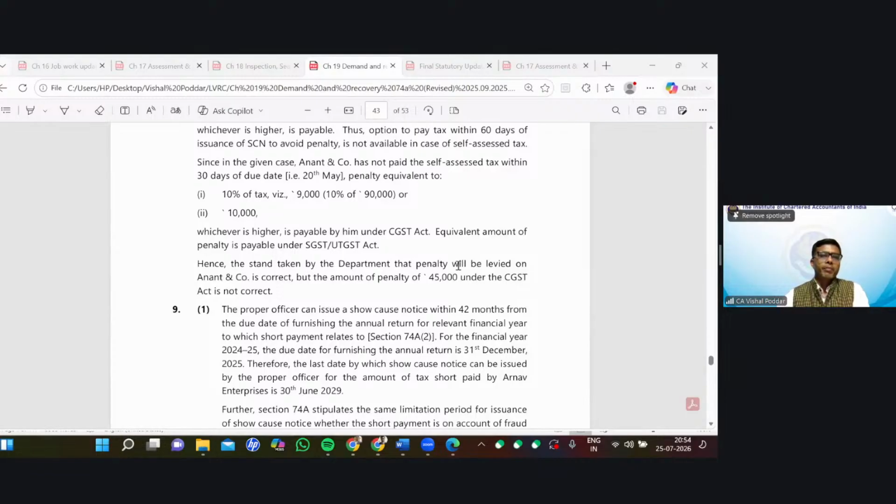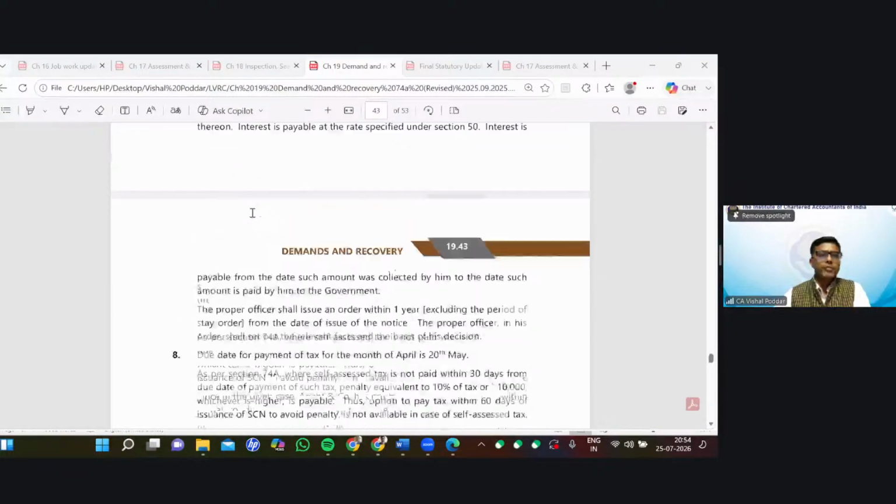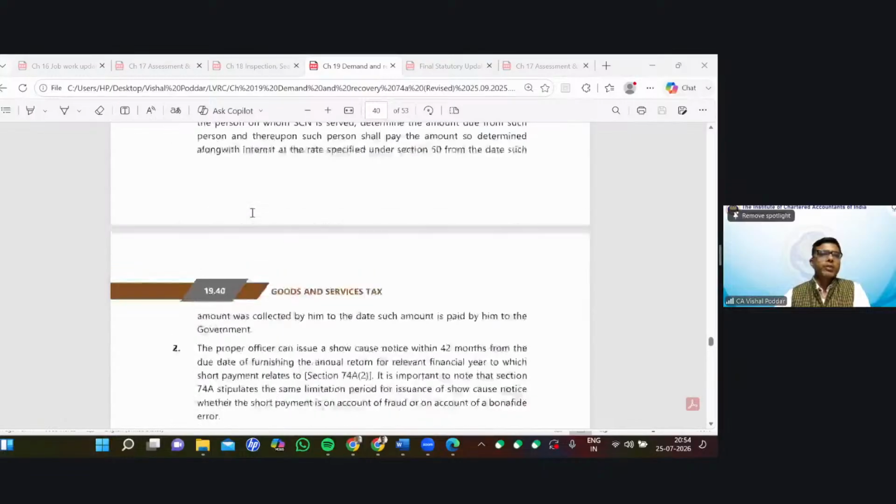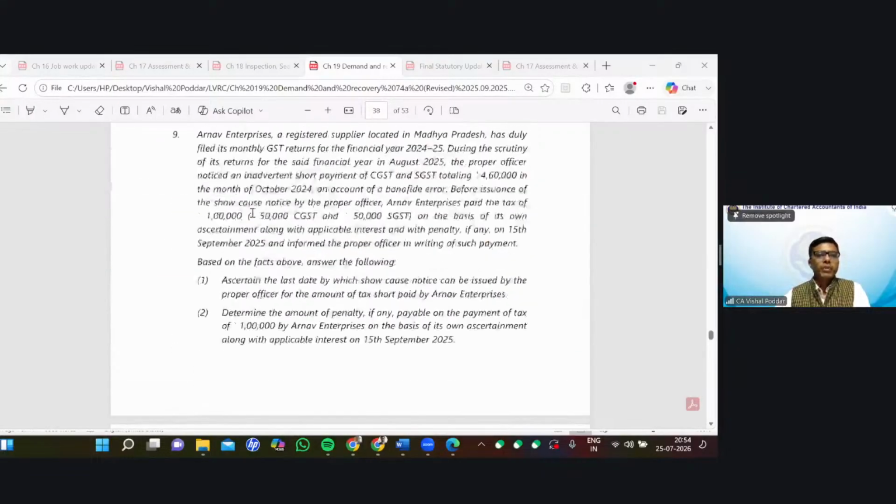Hence, the stand taken by the department that the penalty will be levied is correct, but the amount of penalty which the department is saying, 50%, is not correct, because it is 10% of tax or 10,000, whichever is higher. So the maximum in this case is 10,000 and not the amount determined by the department. Okay.